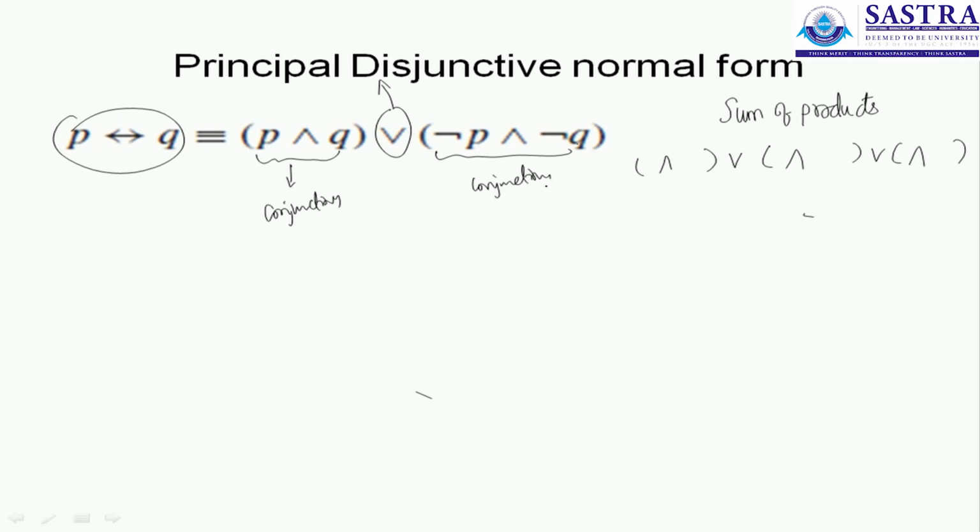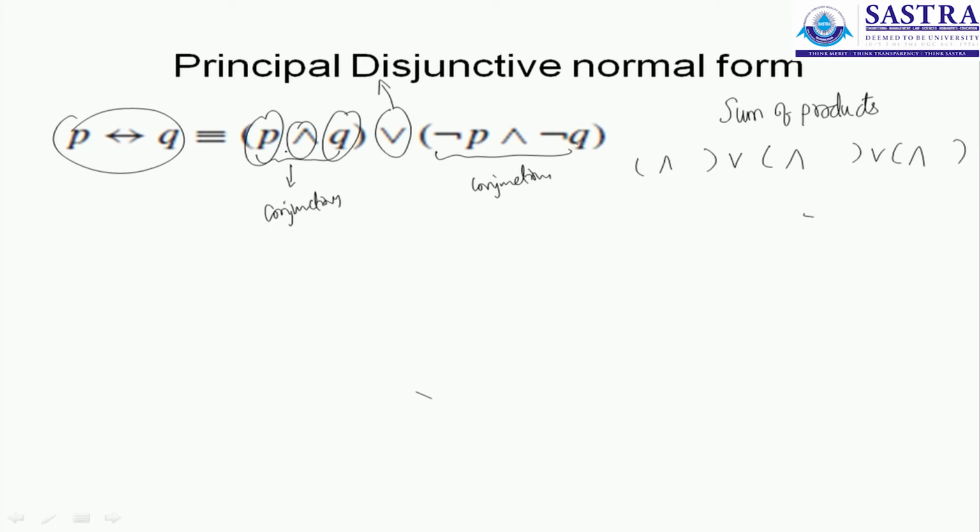And the conjunctions of what? The conjunctions of all the variables involved in the compound formula, either in their actual form or in their negated form. So this problem talks only about P and Q. So every conjunction that I talk about should have a conjunction of P and Q, where either P is in it as itself or in terms of its negated version. So what you see here is I have both P and Q in their actual forms, and they are combined using the conjunction operator.